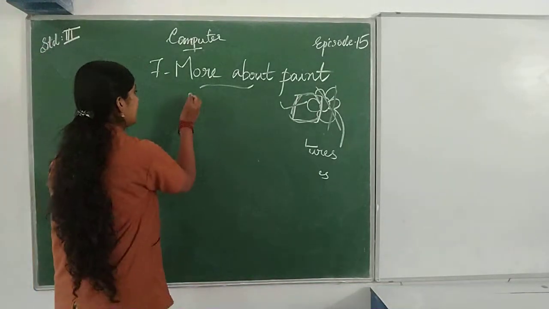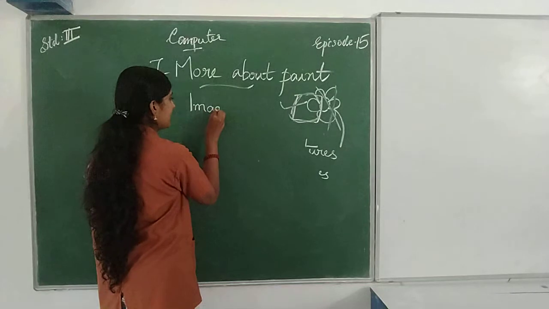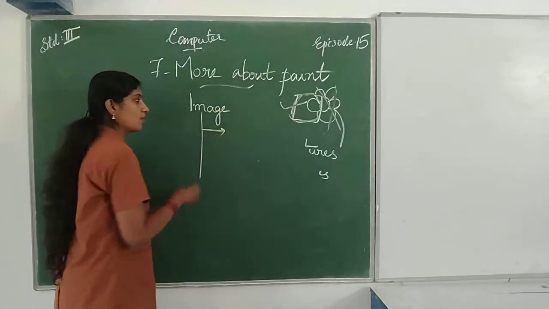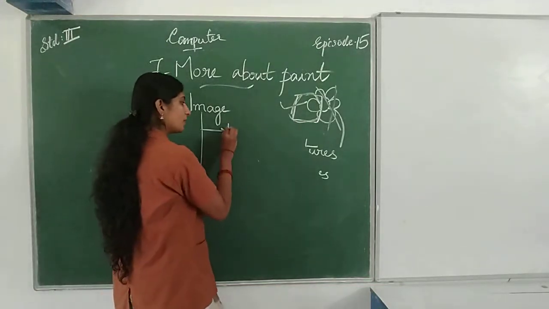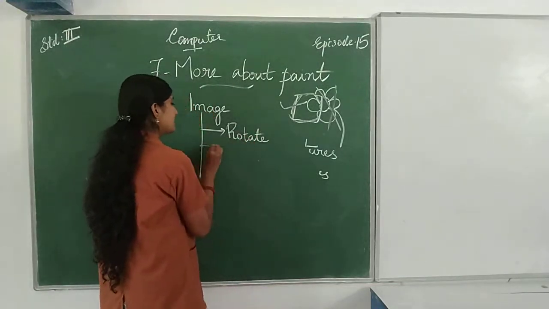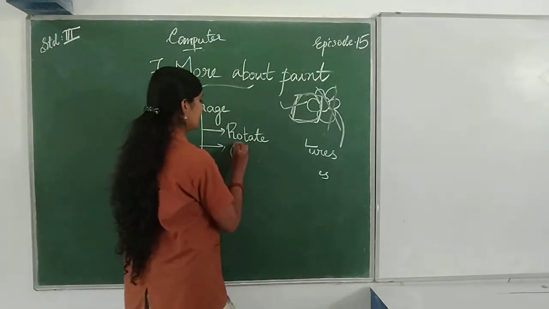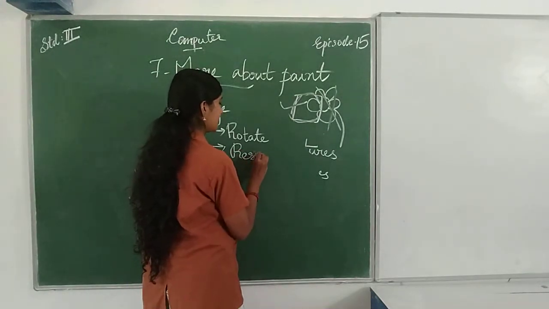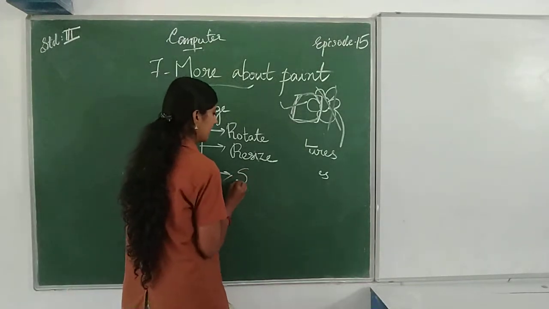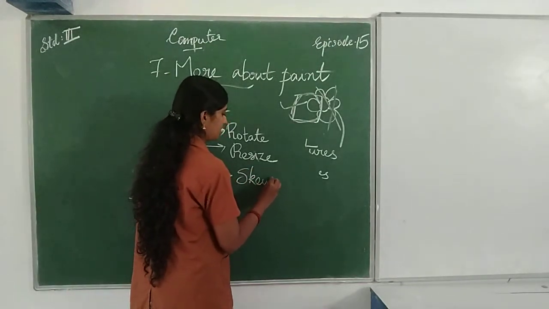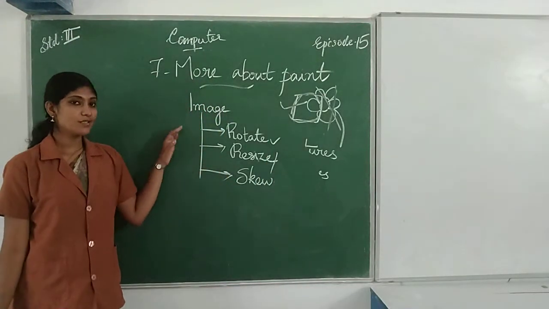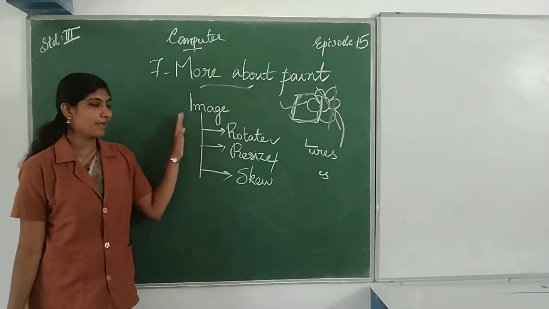So that is the image group, I-M-A-G-E. Under the image group, what are the options? The rotate option, R-O-T-A-T-E. The second one, the resize option, R-E-S-I-Z-E. And the third one, skew, S-K-E-W, the skewing option. So these are the three options present under the group named image.